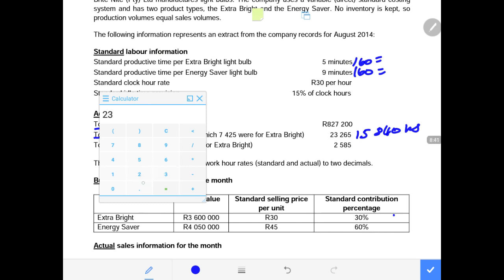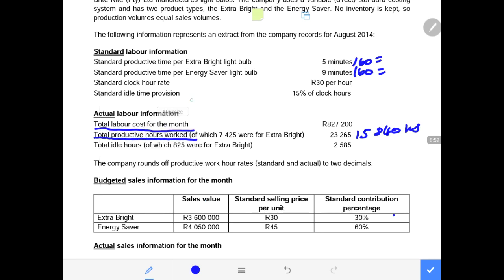Just to repeat that: 23,265 minus 7,425 gives us 15,840 actual productive hours for the energy saver light bulb.